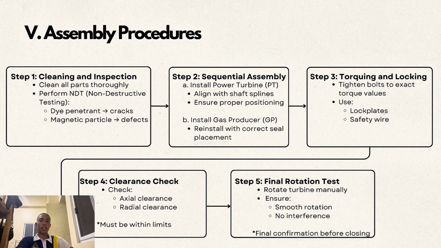Install the second stage nozzle. Check for tip clearance using a feeler gauge. Verify that the gap between the turbine blades and the nozzle shroud meets the manual minimum and maximum limits. If clearances are too tight, thermal expansion will cause rubbing during operation.